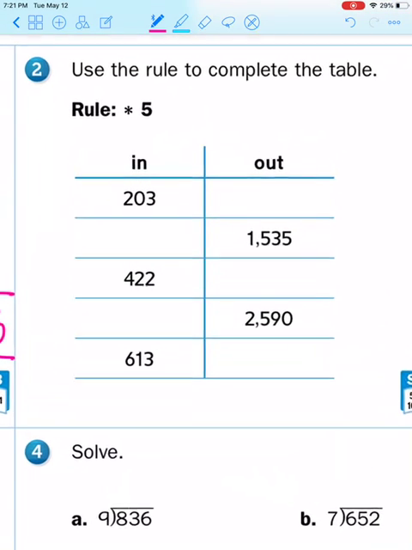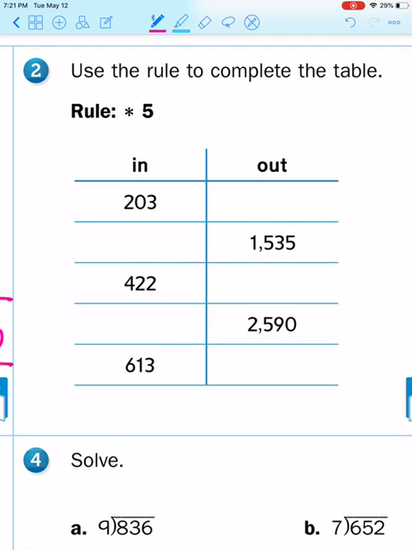Okay, let's look at number 2. Use the rule to complete the table. The rule is times 5. So 203 times 5 would give you 1,015. Now, you could either do what times 5 would give you 1,535, or you could do 1,535 divided by 5, which would give you 307. You can use partial product for all the division.